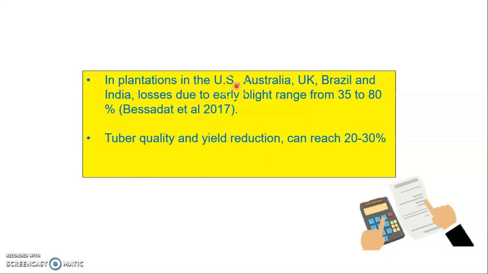But anyway, in plantations in the US, Australia, UK, Brazil, India, losses due to early blight disease range from 35% to 80%. So whether early blight disease is caused by Alternaria solani or Alternaria alternata, the losses are there. They are causing severe losses, like 35% to 80% in some cases. They also reduce the tuber quality and reduce the yield, and sometimes losses reach up to 20% to 30%.